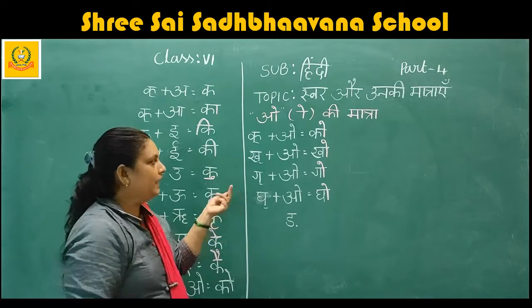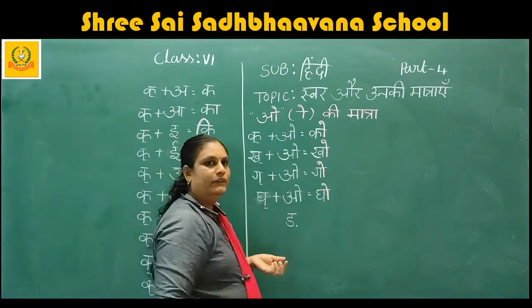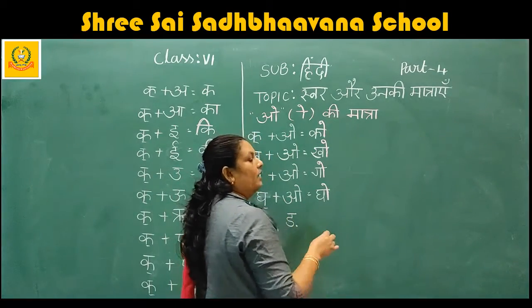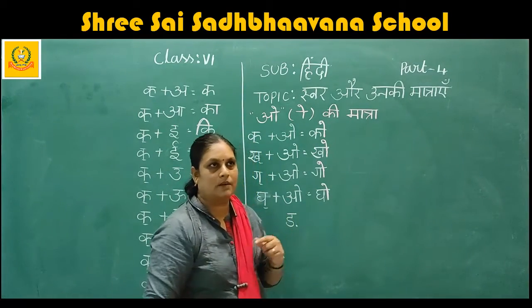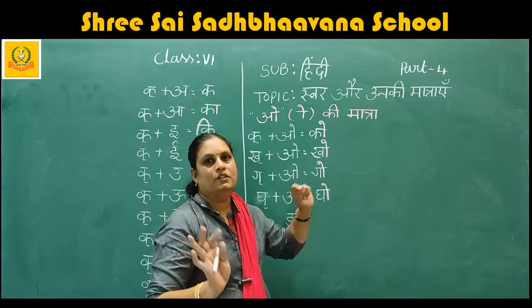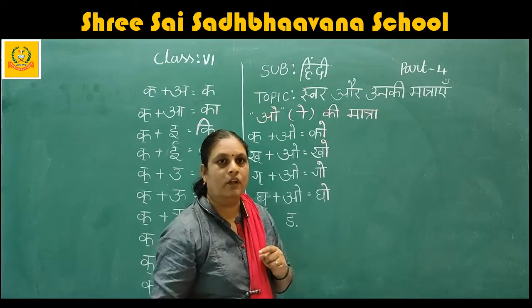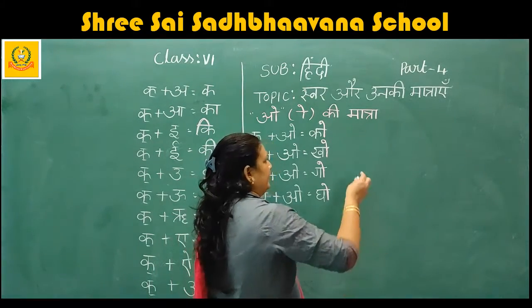Now we will write, but I will not write like cha plus o, cho, but directly I will write the oki matra. But while writing, in each class I am repeating, while writing you have to say and write cha plus a, cha plus o, cho, then ta plus o, to, like that you have to pronounce and write.